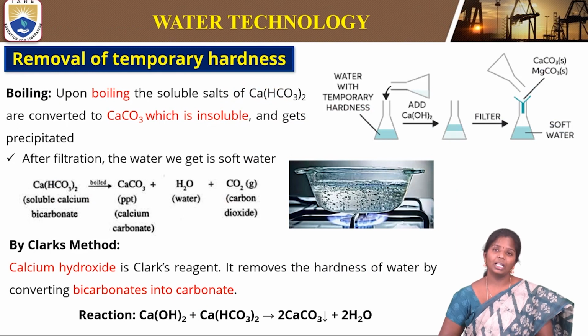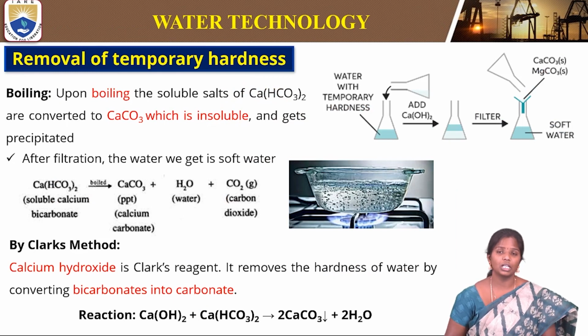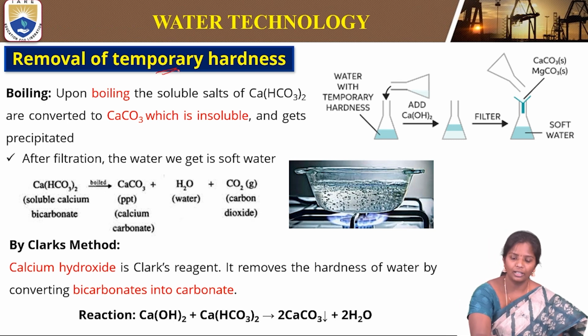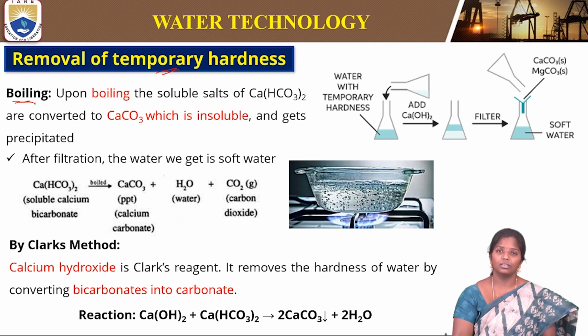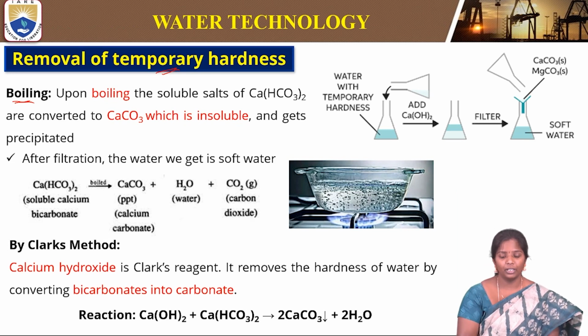So how do we really have to remove it? Do we have to use hard water for the applications? No, we have to remove it. There are some methods that can be used. For temporary hardness, we can use simple boiling. Boiling that we use in a regular process can be applied for removing temporary hardness.